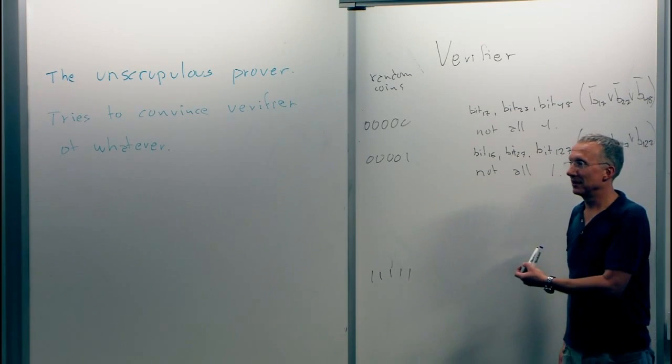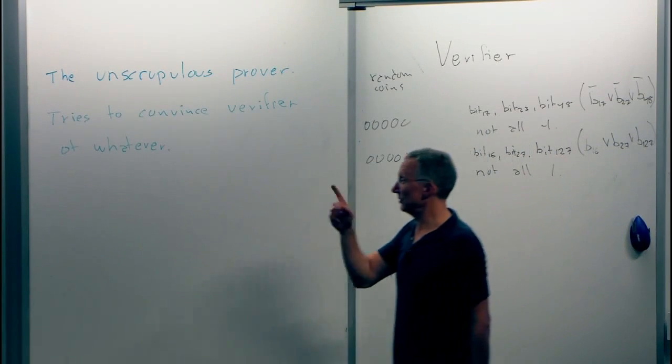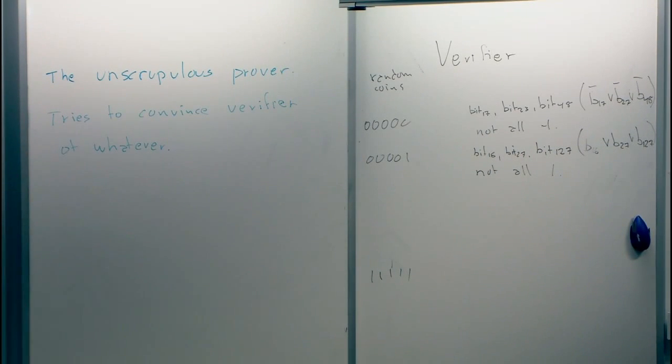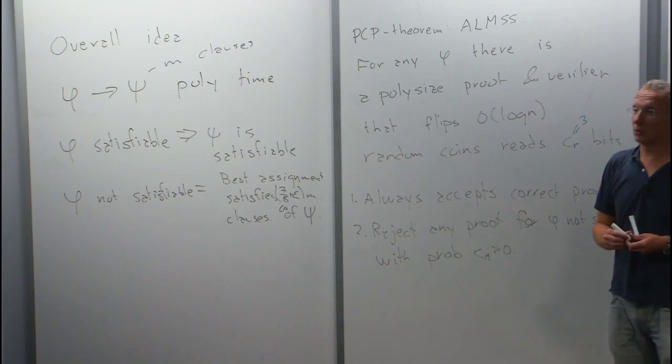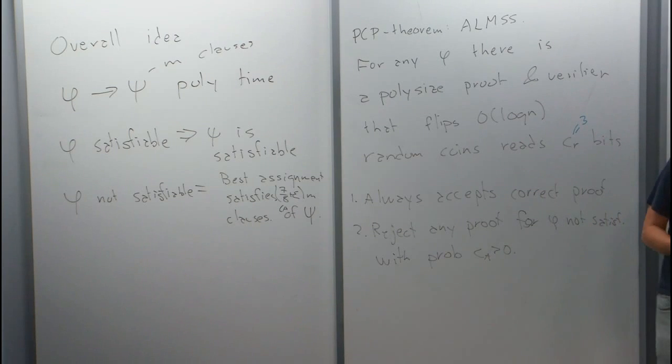How do you get a 7/8? No, you don't. You don't get 7/8, okay? Here you get some constant that depends on the number of bits read, right? So now to get the 7/8, we have to start doing work. That's true.